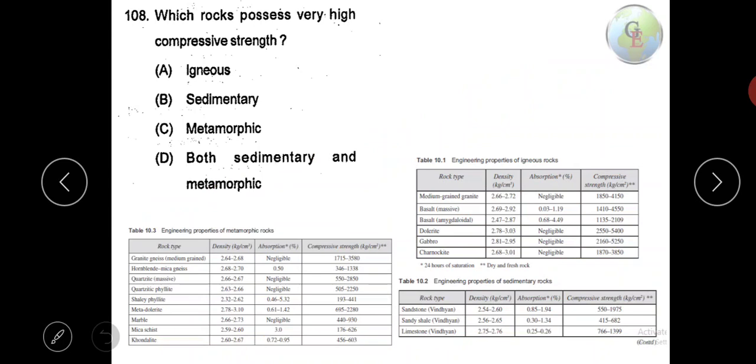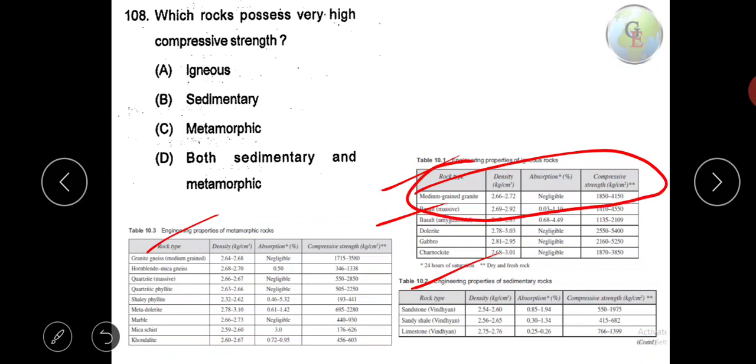Here I have given granite and basalt, and also the engineering property of sedimentary rock, Vindhyan sandstone, 550 to 1951 by 57 kg per centimeter square, and granite igneous is also given, but the highest will be in igneous rock, as you can see in the list. So the answer will be igneous.